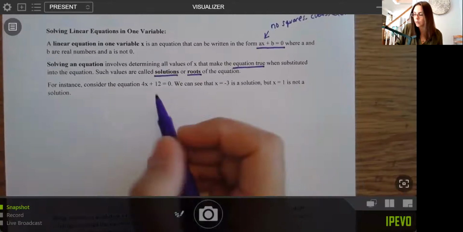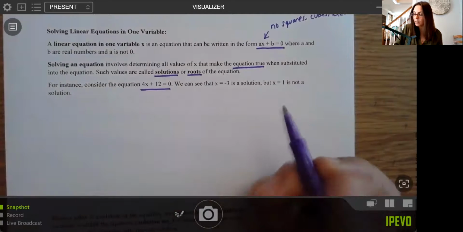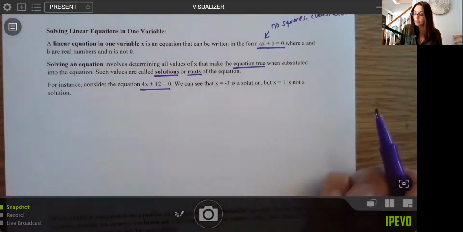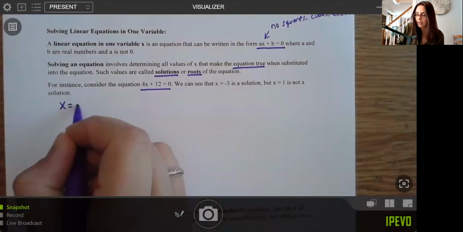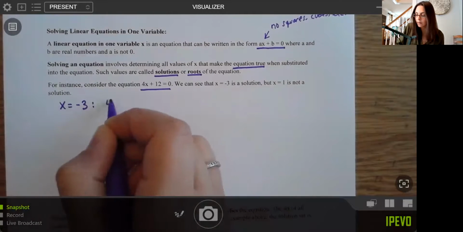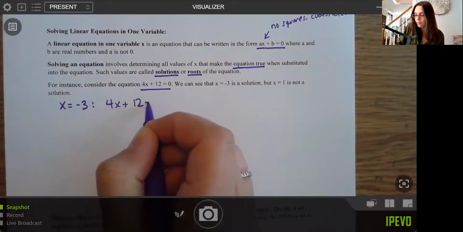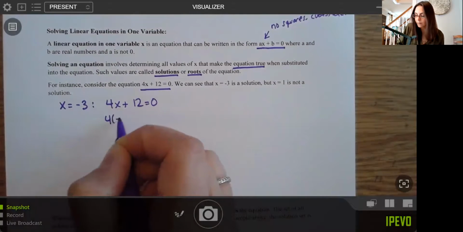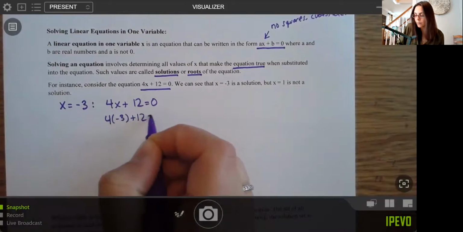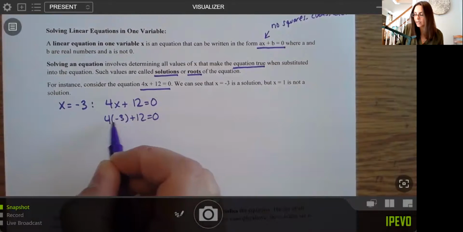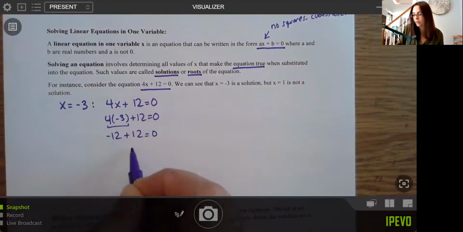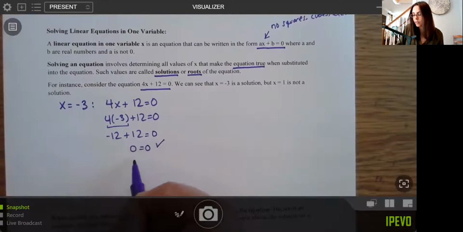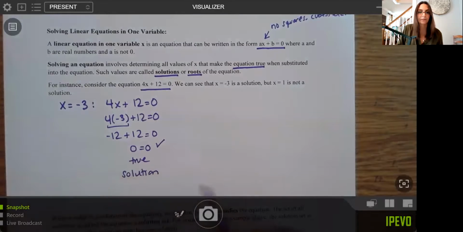So let's consider this equation here as an example, and we'll see that x equals -3 is a solution, but x equals 1 is not. So if I plug in -3, and I simplify, 4 times -3 is -12, and 12 plus -12 is 0. So you get that nice true statement here. So we do know that this is a solution.